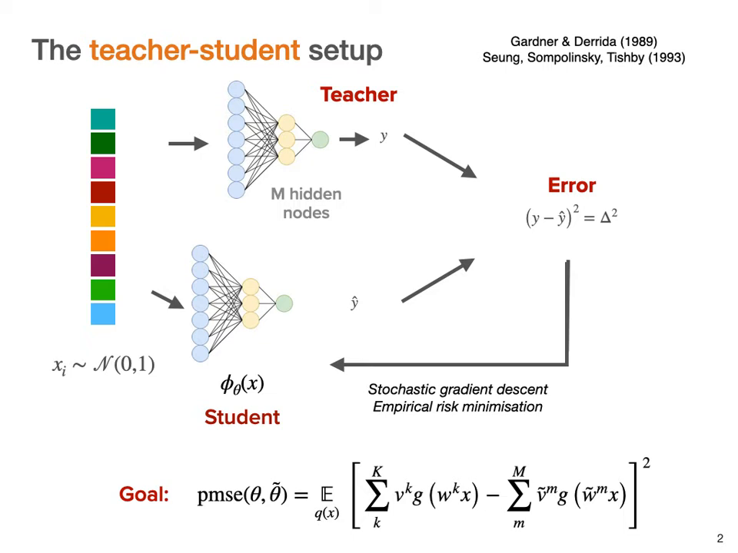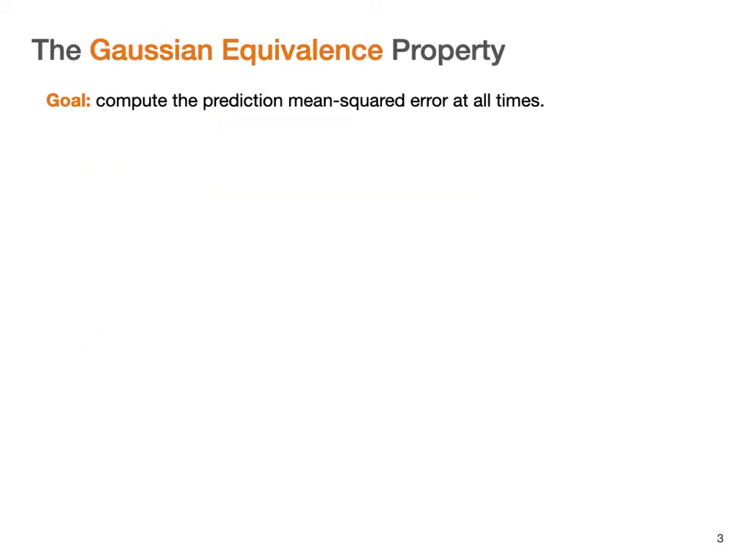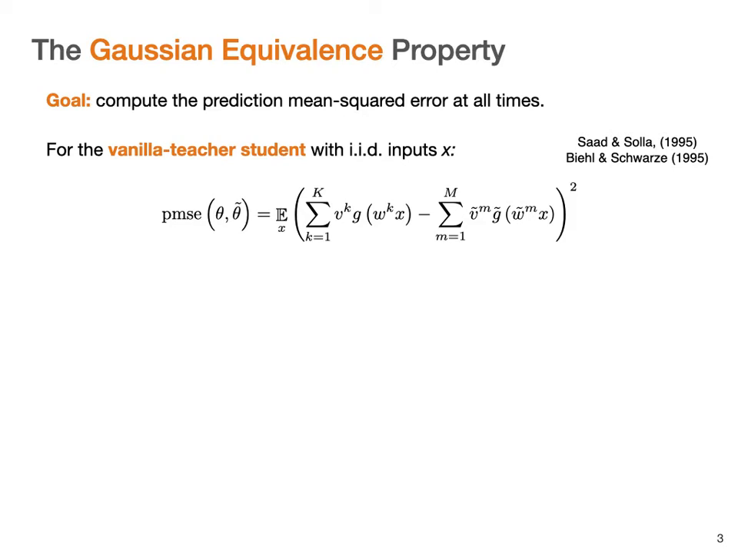Now, before we go into our paper, it's useful to remind ourselves how the analysis in this vanilla teacher-student setup works. And it works by invoking something that we'll call the Gaussian equivalence property. So again, the goal here is to compute the mean squared error at all times, and for the vanilla teacher-student setup that I just showed you with IID inputs x, the test error can be written like this, where I've written out the teacher and the student explicitly, so V are the second layer weights, W the first layer weights, and g is the nonlinear activation function. So this is the student with K neurons, the teacher with M neurons, and we take the average, the high dimensional average over the inputs x.